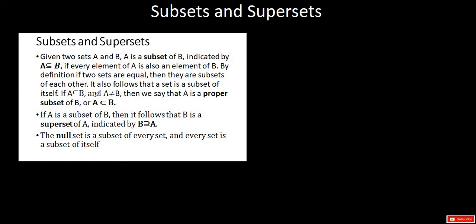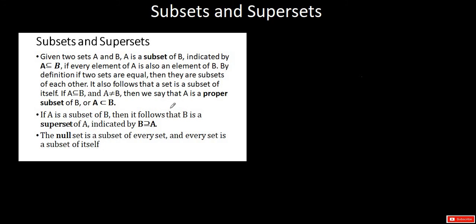If A is a subset of B and A is not equal to B, then we say that A is a proper subset of B, in symbol A ⊂ B. If A is a subset of B, then it follows that B is a superset of A, indicated by the symbol B ⊇ A. The null set is a subset of every set, and every set is a subset of itself.